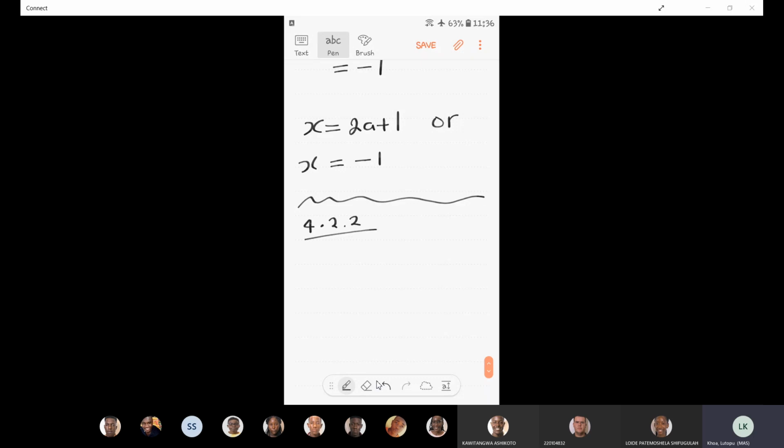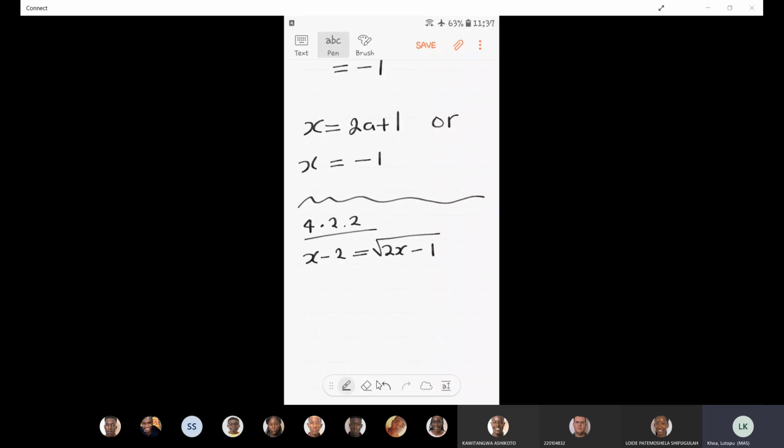4.2.2, we look at equations containing square roots. We have x minus 2 is equal to the square root of 2x minus 1. Okay, now when you have a square roots, what you need to do is try and get rid of them. And we get rid of square roots by squaring both sides. So you will square both sides. You might end up with a quadratic equation.